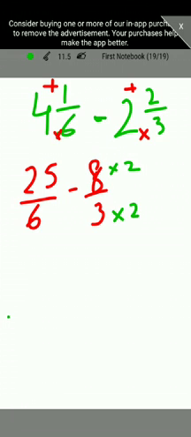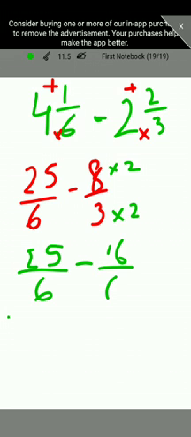So now you're going to get 25/6 minus 8 twos are 16 over 3 twos are 6. We're going to rewrite and then we're going to subtract. Now you have the same denominators, 6 and 6, in both the numbers. So 25 minus 16, you will subtract numerators only, you will get 9/6.